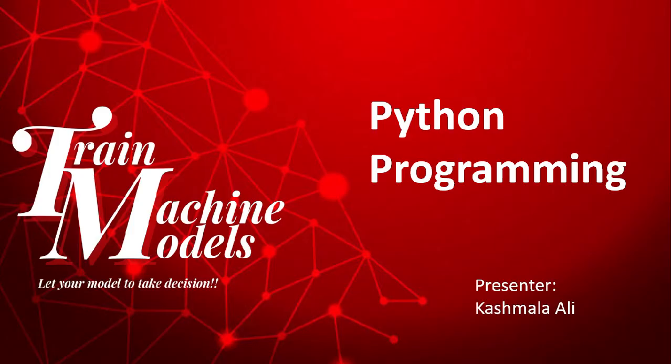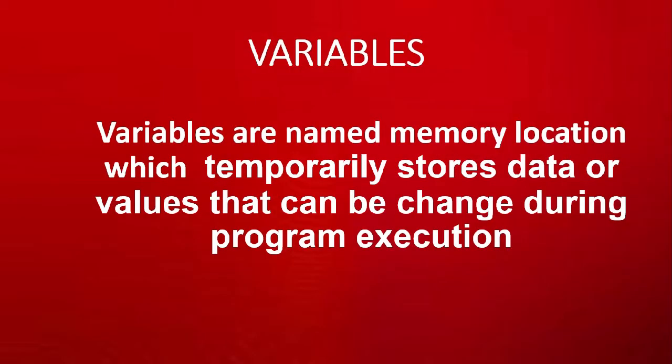Okay, now let's start with variables. What are variables? Variables are named memory locations which temporarily store data or values that can be changed during program execution. This means the variables we create are stored in our memory temporarily, not permanently, and we can change the value of a variable during program execution, which means when we are running our program, we can change its values.